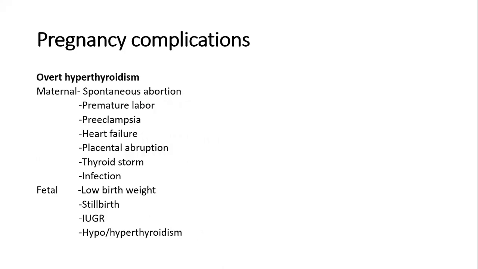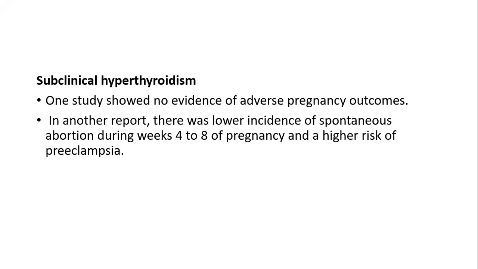Now for the pregnancy complications in overt hyperthyroidism, we can divide them into maternal and fetal. The maternal complications can include spontaneous abortions, premature labor, preeclampsia, heart failure, placental abruption, thyroid storm, and infection. The fetal complications can include low birth weight, stillbirth, intrauterine growth retardation, and hypo- or hyperthyroidism. For subclinical hyperthyroidism, there's usually no evidence of adverse pregnancy outcomes.